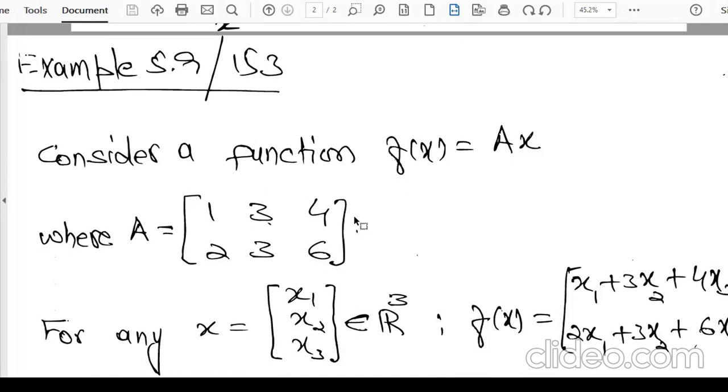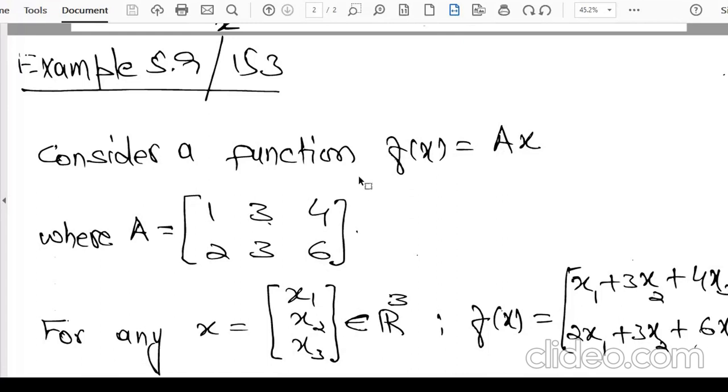So in this case, the function is defined as f of x equals Ax. That means I am actually looking at matrix vector multiplication. It is given that this matrix A is a 2 by 3 matrix. So the input to this function is a three-dimensional vector, and the output of this function is a two-dimensional vector.